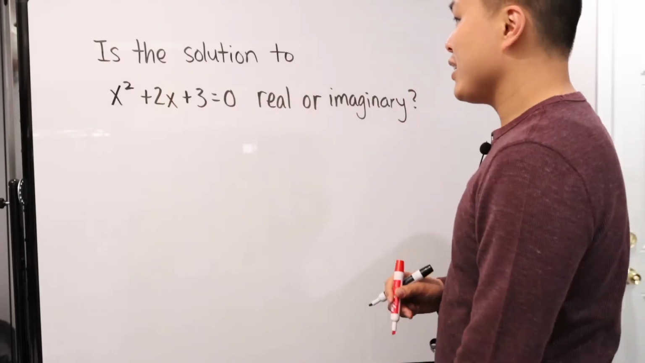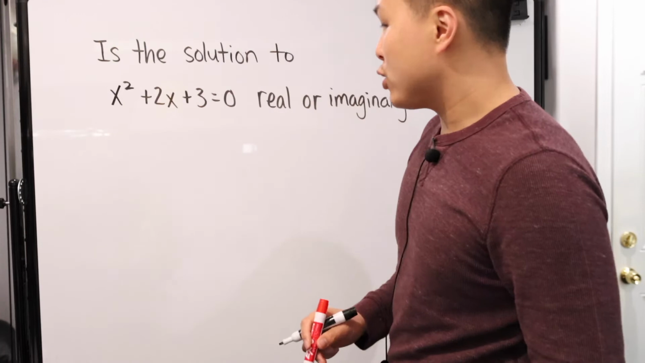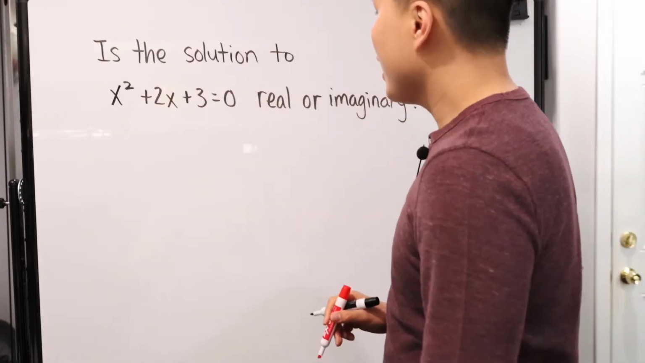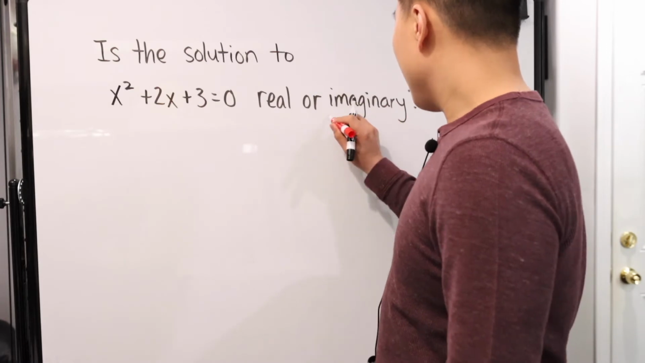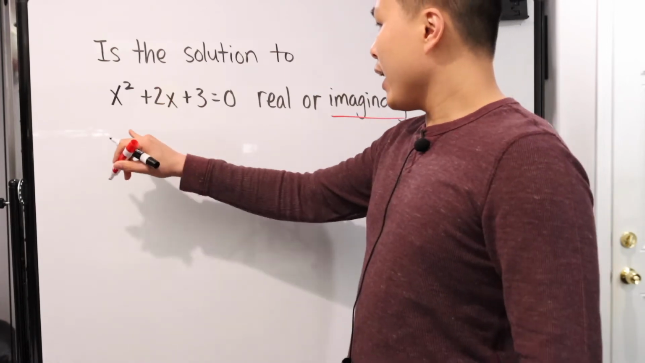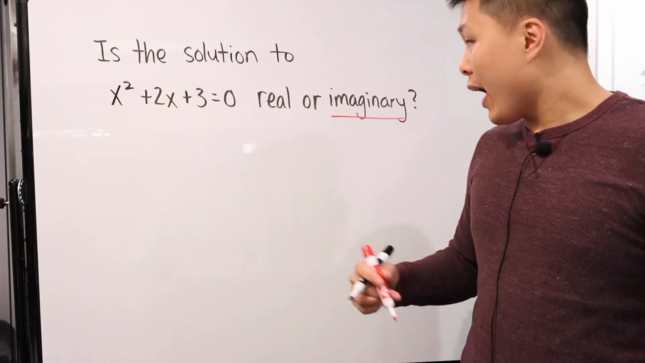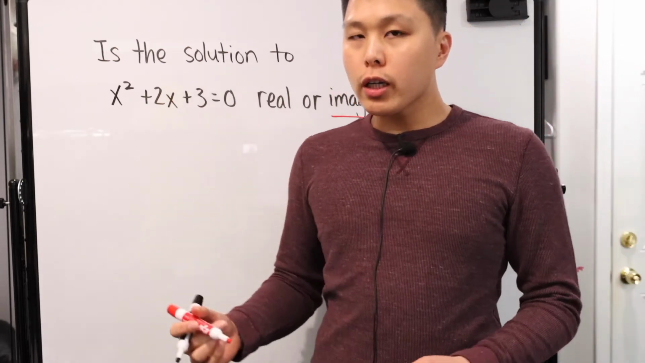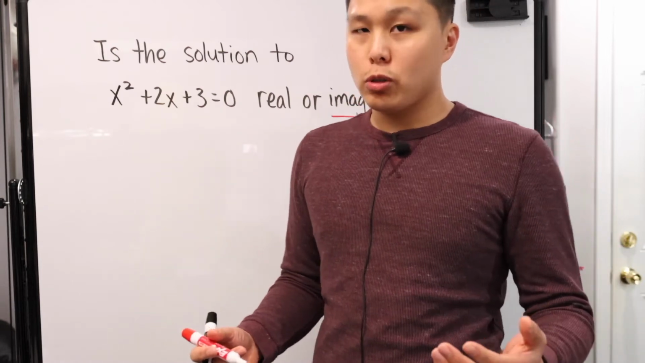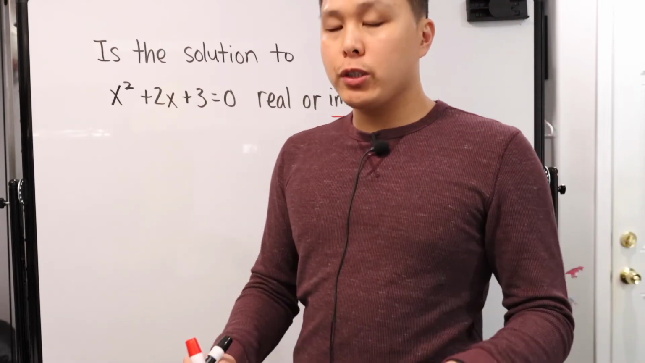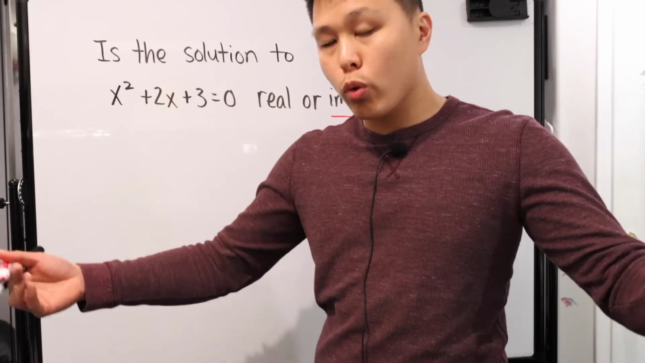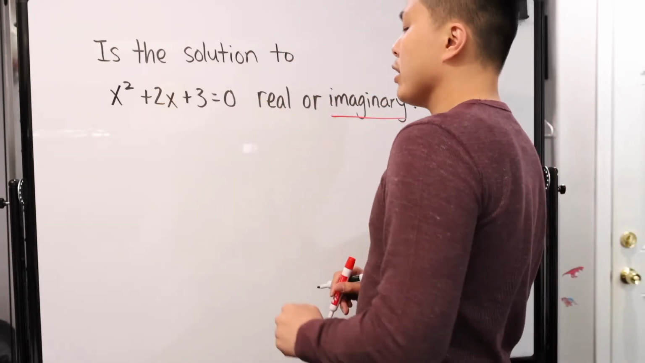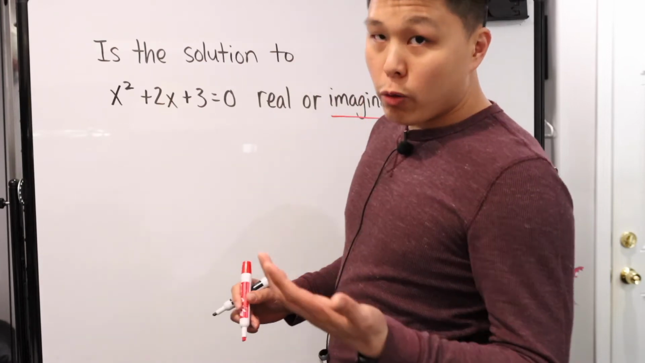All right, level 4, you guys. Is the solution to x squared plus 2x plus 3 equals 0 real or imaginary? Now, it's really testing your understanding of the definition of imaginary and what to do in that case. And how would you determine if it's imaginary or not? Remember, when we're talking about imaginary numbers or complex numbers, we're talking about situations where you're taking the square root of a negative number. So let's look at this. How would we know? Well, square root should ring a bell.